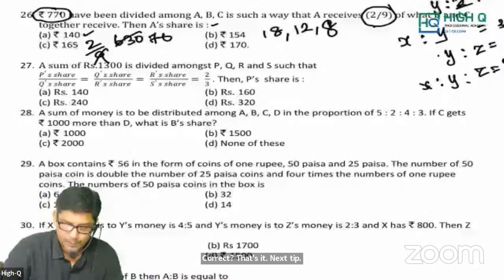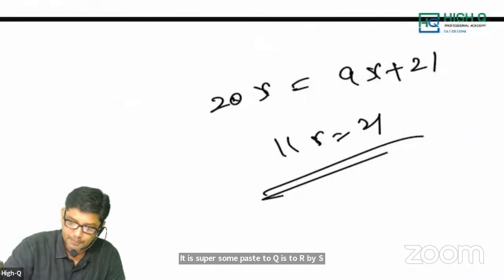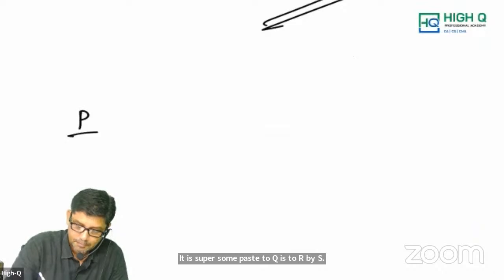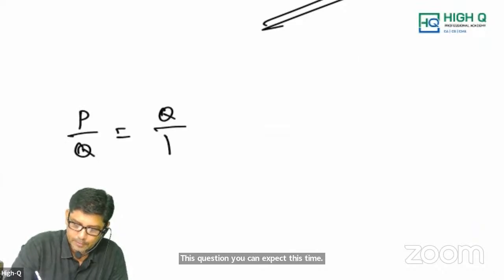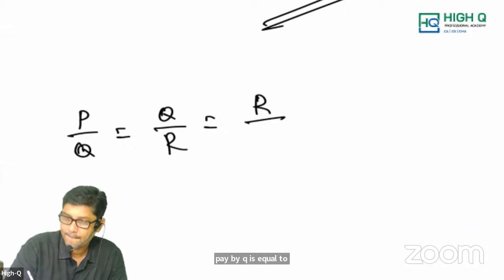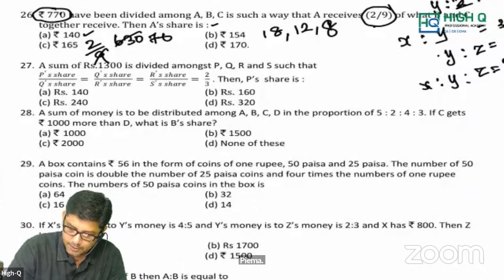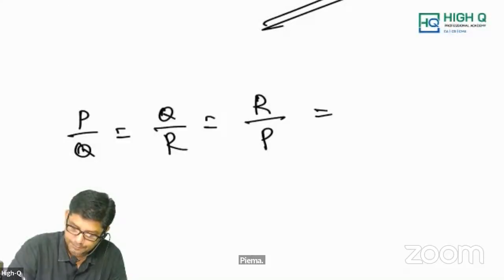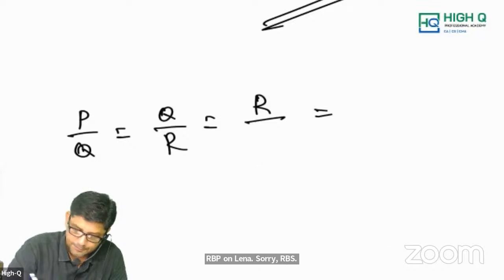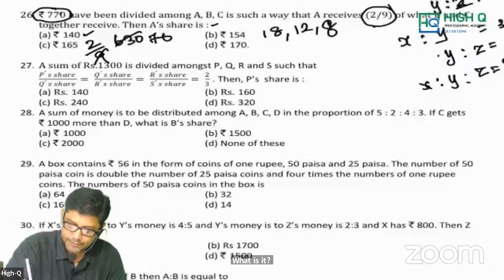It is a superb sum. P is to Q, Q is to R, R by S. This question you can expect this time. P by Q is equal to Q by R is equal to R by P, Amma. R by P only, na? Sorry, R by S. What is it? 2 by 3. Am I right? They ask you to find out S's share. Fine. Tell me, my dear.